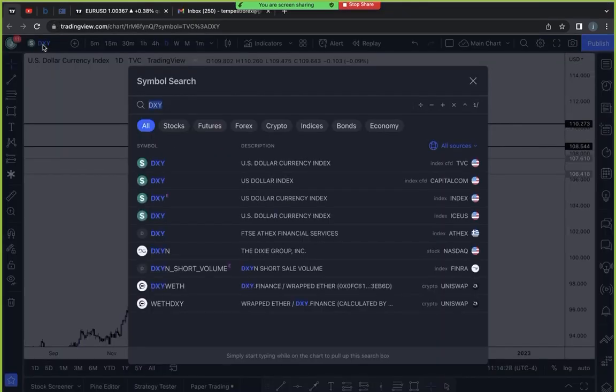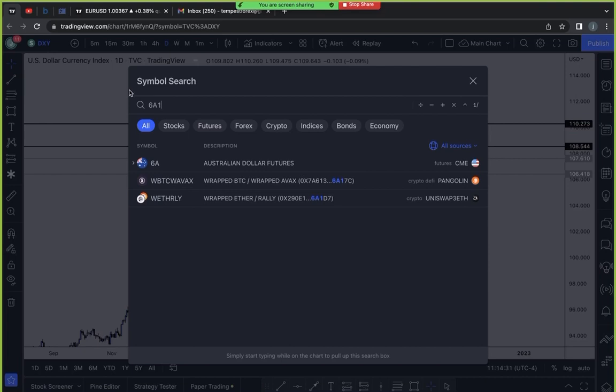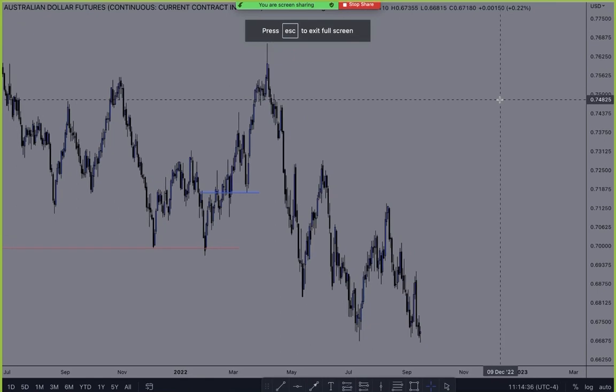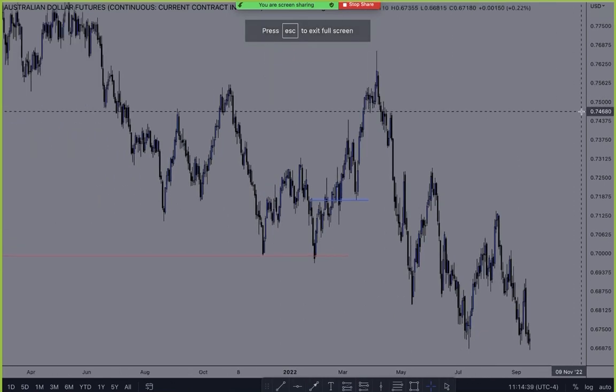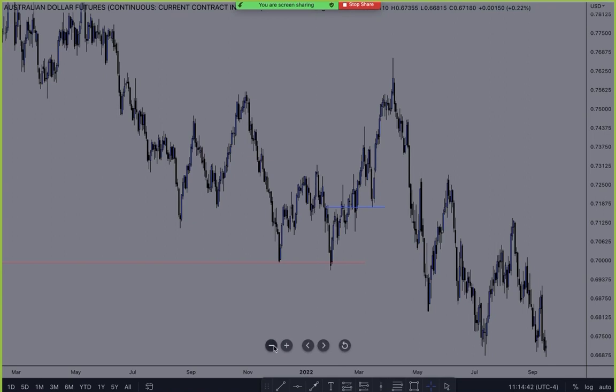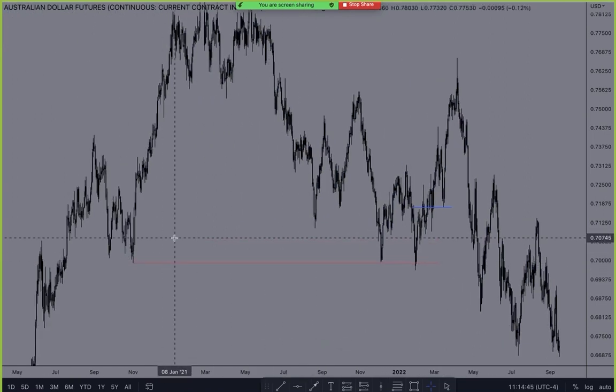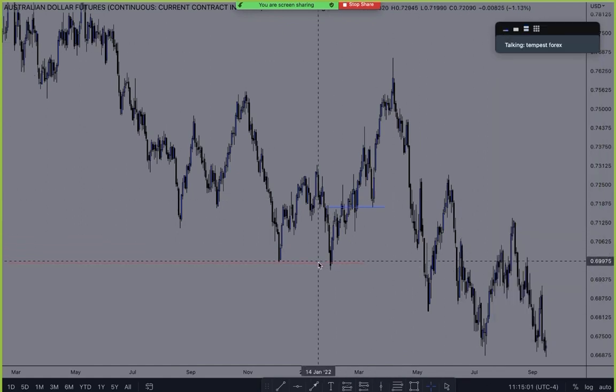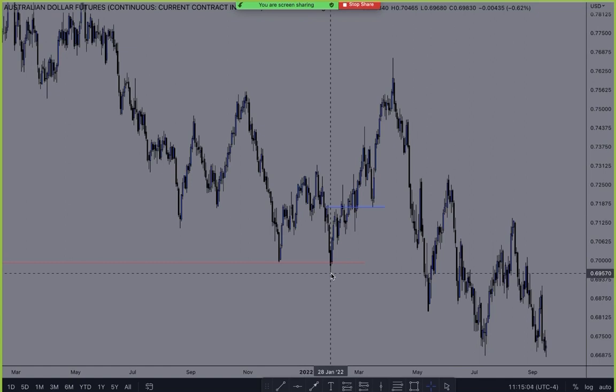I'm going to go on to the Australian dollar futures contract. This is not like a forex pair. This is just the Australian dollar on its own. Now, obviously, this red line here, later on in the mentorship, in a few calls, we're going to teach you about liquidity and how liquidity is used in the market. That is what this red line is showing you. There's liquidity under this red line, and as you can see, we take out this liquidity here, and we do that in January, going into February time, and then we rally from there.